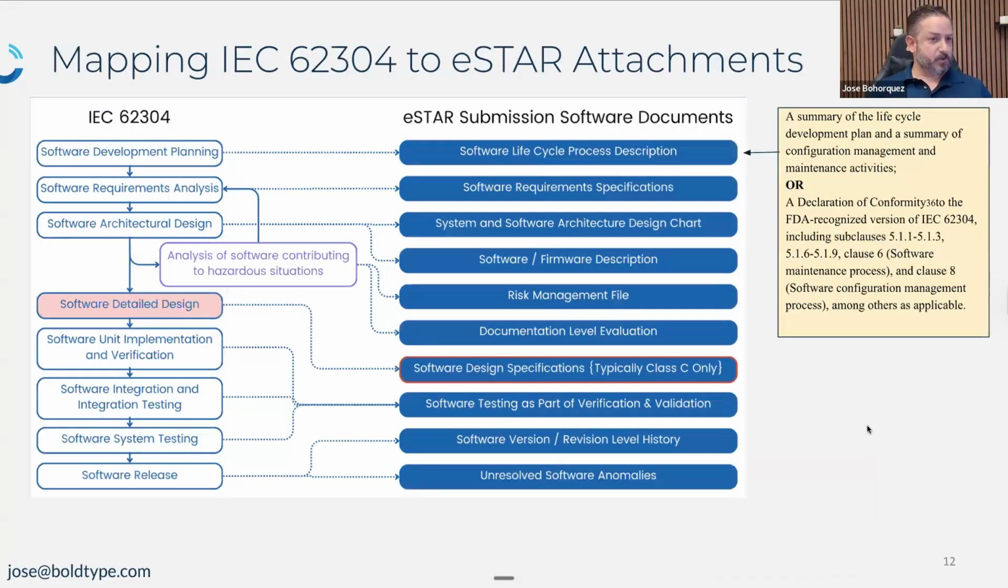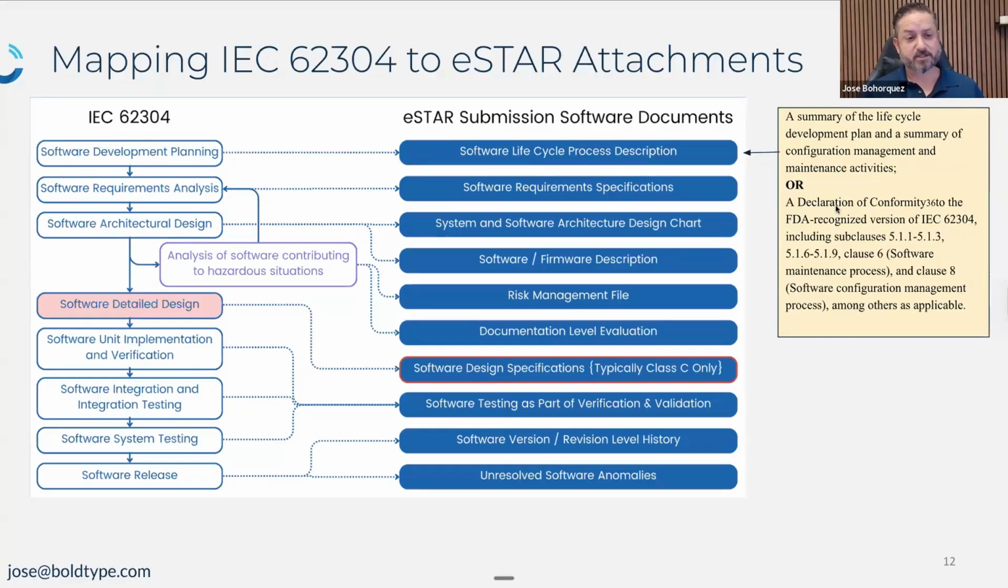Okay, cool. I think this is almost the last slide. This is the pièce de résistance of how they map, and it's not a perfect mapping. And there's a couple little notes here. 62304, you've got this software development planning process. And then one of the deliverables is this software lifecycle process description. And it's a longer thing.